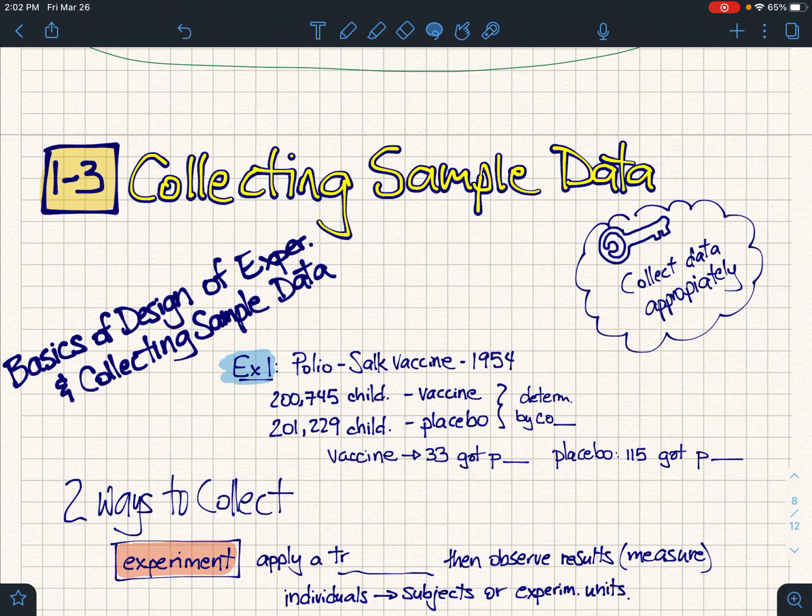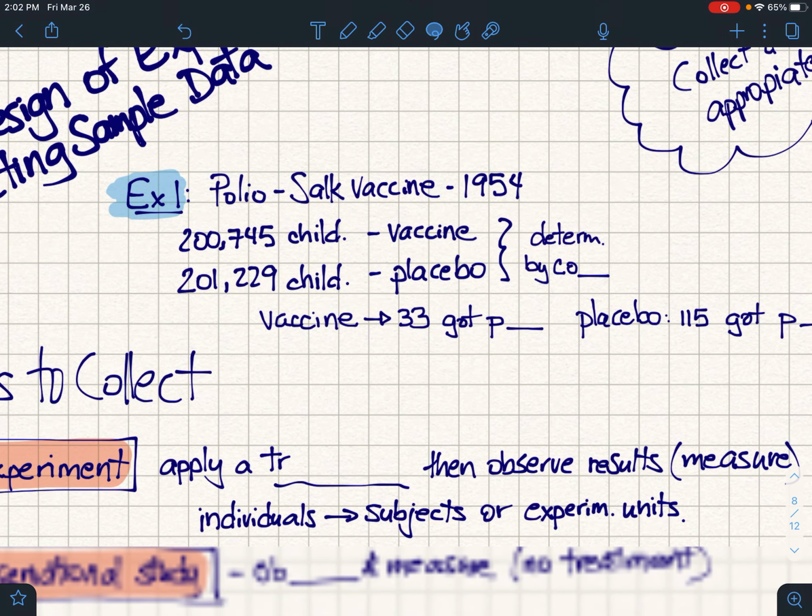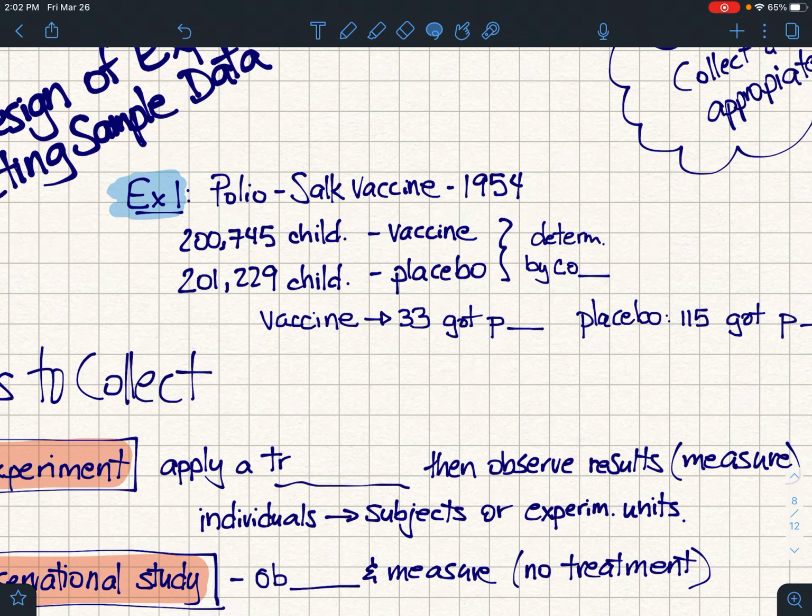Collecting sample data is the 1-3 theme, and this is basically looking at how do we collect appropriately our data. And we'll look at what's called design of the experiment, okay? Collecting that sample data. One of the more famous experiments that's ever been run was in 1954, polio and the Salk vaccine, mainly because of the number of people that were run through this particular experiment.